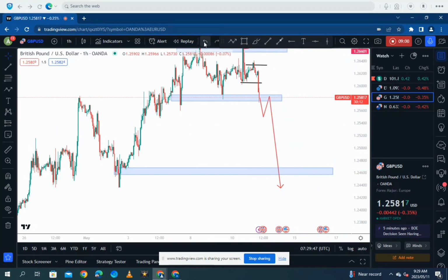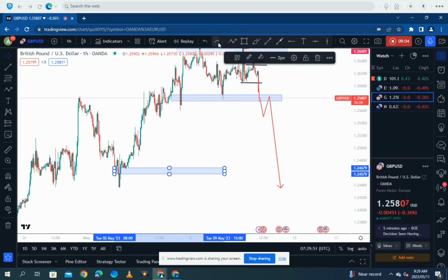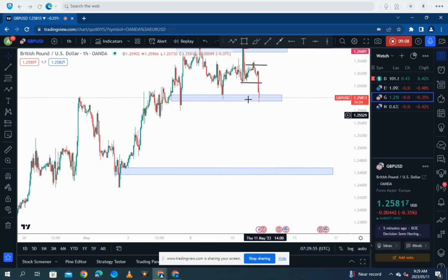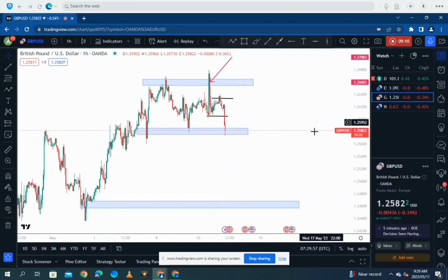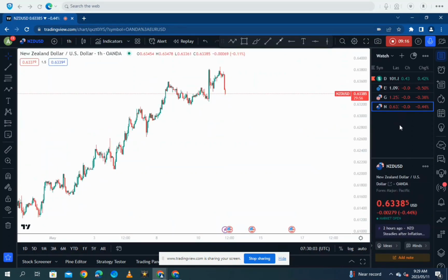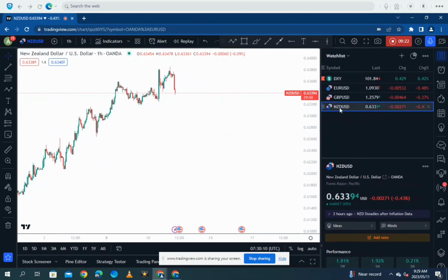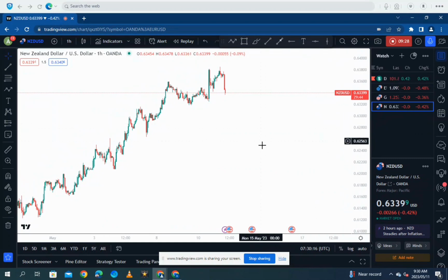I will update you guys, but definitely, oops, didn't mean to cancel all of that. Okay, let's just cancel this. Definitely I'm looking to sell GBP USD, and as you guys know, if I'm looking to sell GBP USD, what am I looking to do on the New Zealand dollar USD? Sell New Zealand dollar USD. Okay, I know that these are not full abbreviations, but yeah, that's New Zealand dollar USD, GBP USD, Euro USD, and the DXY. So I'm looking to sell New Zealand dollar USD as well.